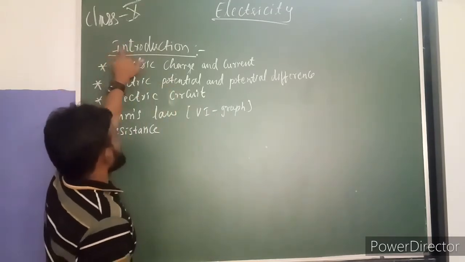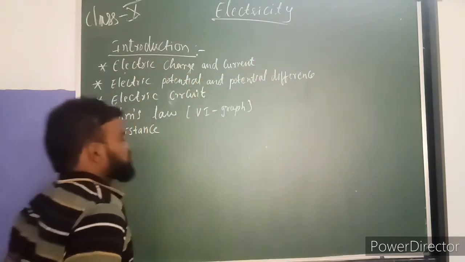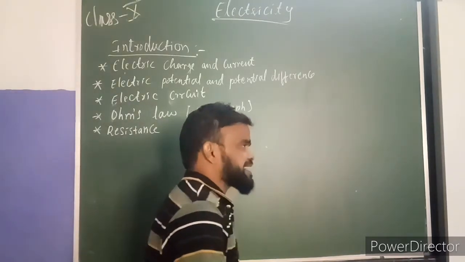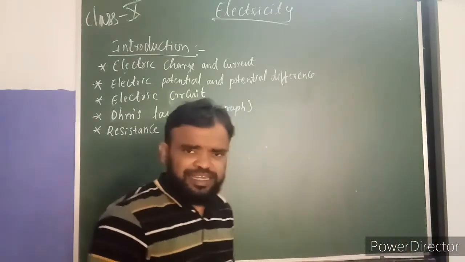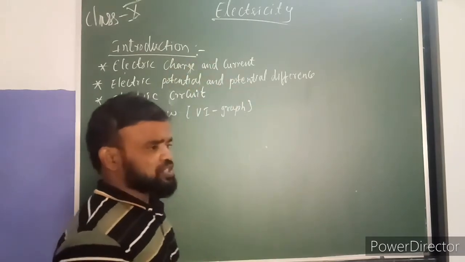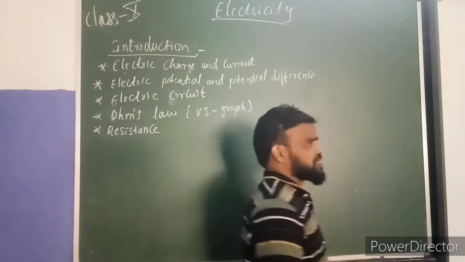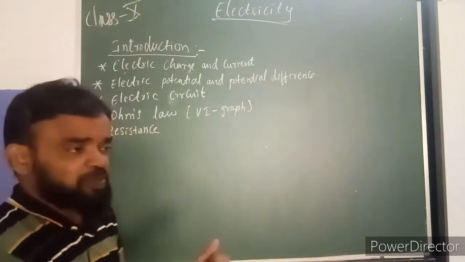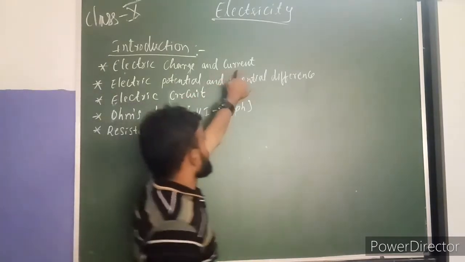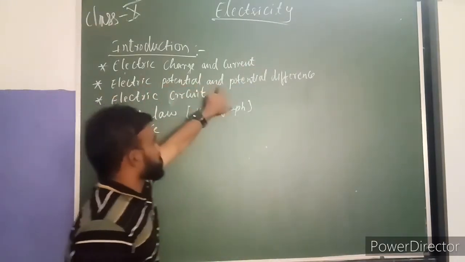So today what will we study? Today's introduction is about electric charges and electric current. Charges means positive and negative charges, the electrons, and that is how we get the electric current. The current will flow from one direction to another, and when both charges add together, the current will be made.